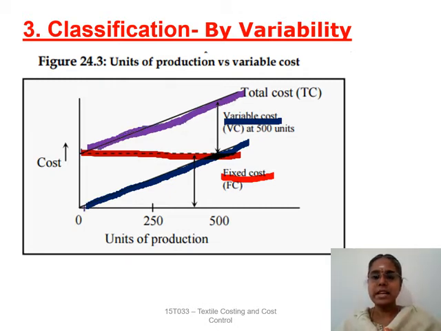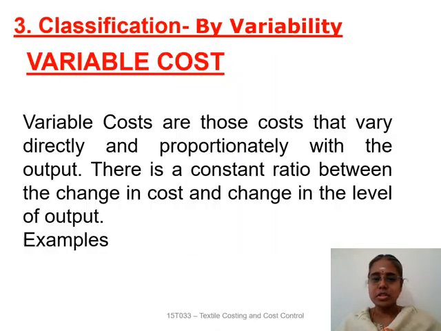So this is the graph on variability classification: units of production and cost. When the cost does not change, it is fixed cost. When it changes proportionately, it is variable cost. So the total cost will be fixed cost plus variable cost, that is shown here, total cost. We'll go to the next slide.